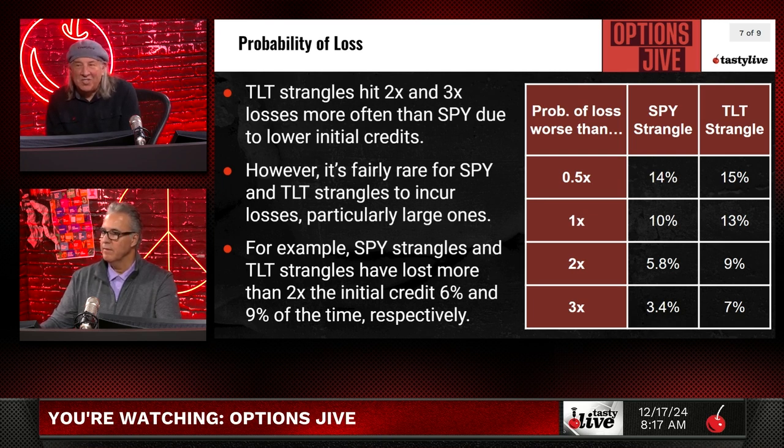It's pretty interesting here, but the probability of a loss worse than, let's say, 50% of 1x is only 14% or 15%. 1x is 13. These numbers seem really low. They do seem low. Really low. Because I've got a Q trade on, which definitely is more than a 2x loss.